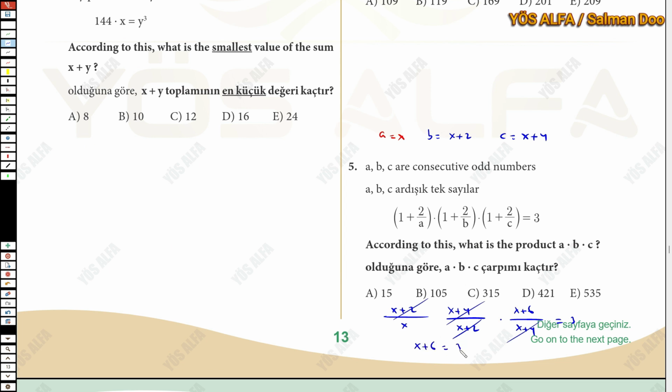X plus 6 is equal to 3x. X is equal to 3. So x is a. If a is 3, b is 5, and c is 7. So the multiplication of ABC is 105. The answer is B. 6.